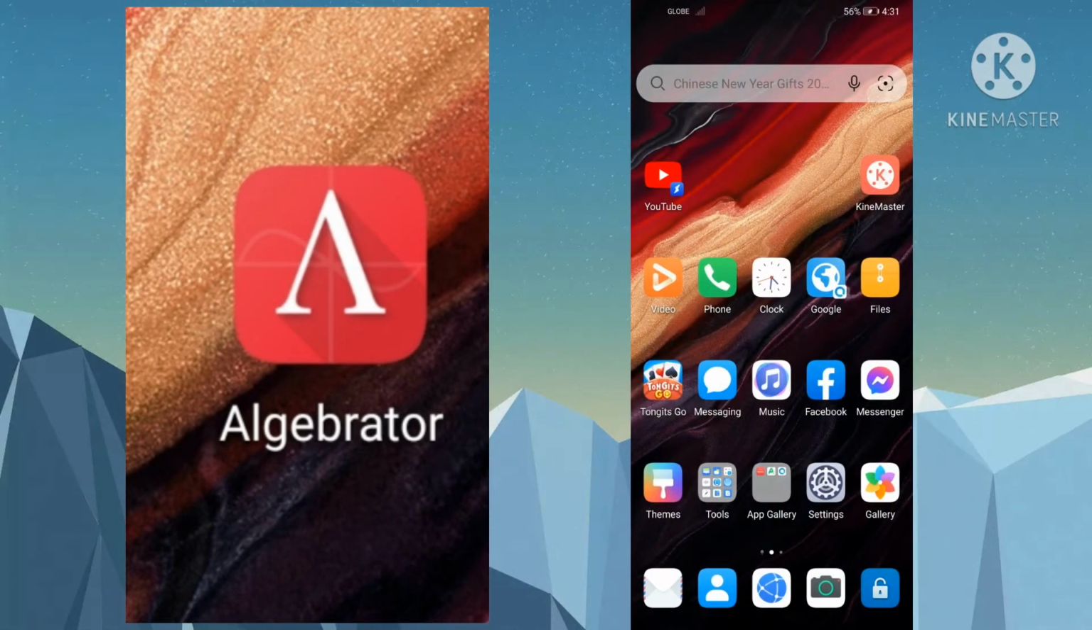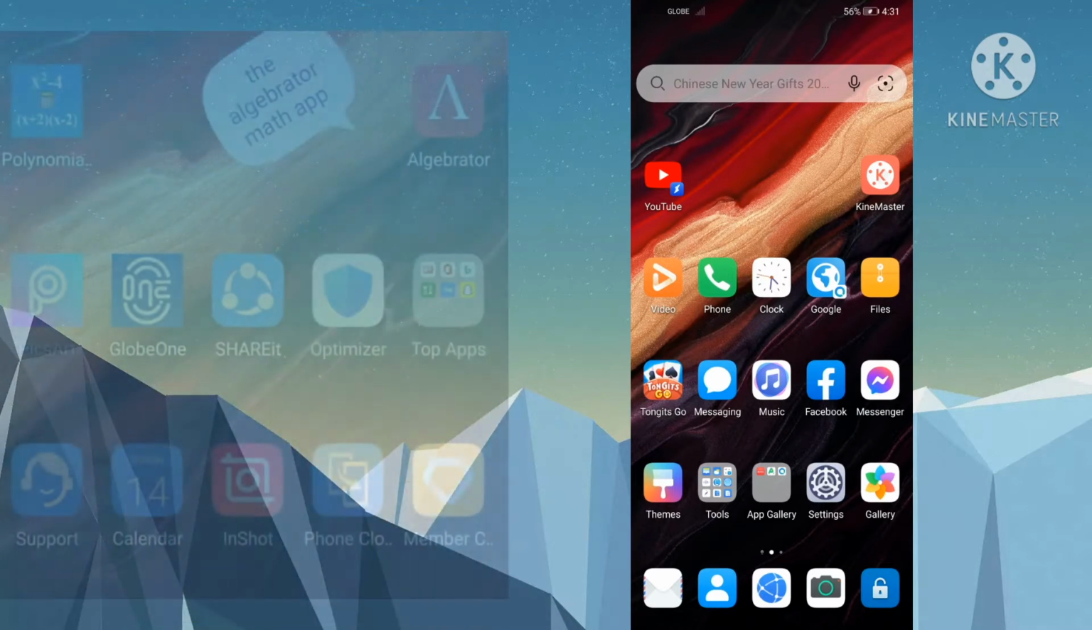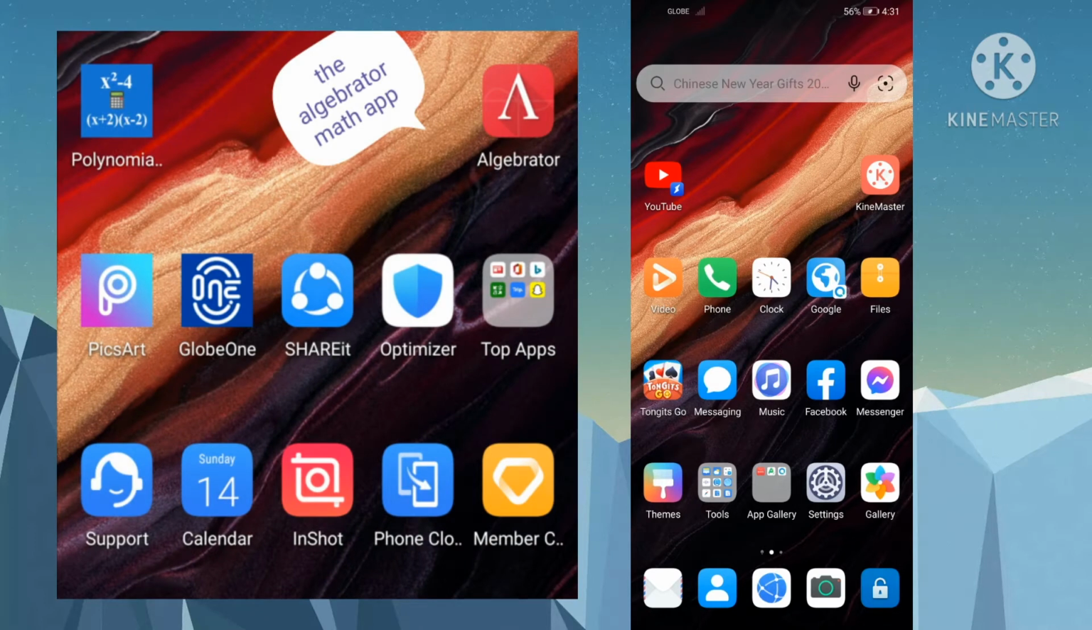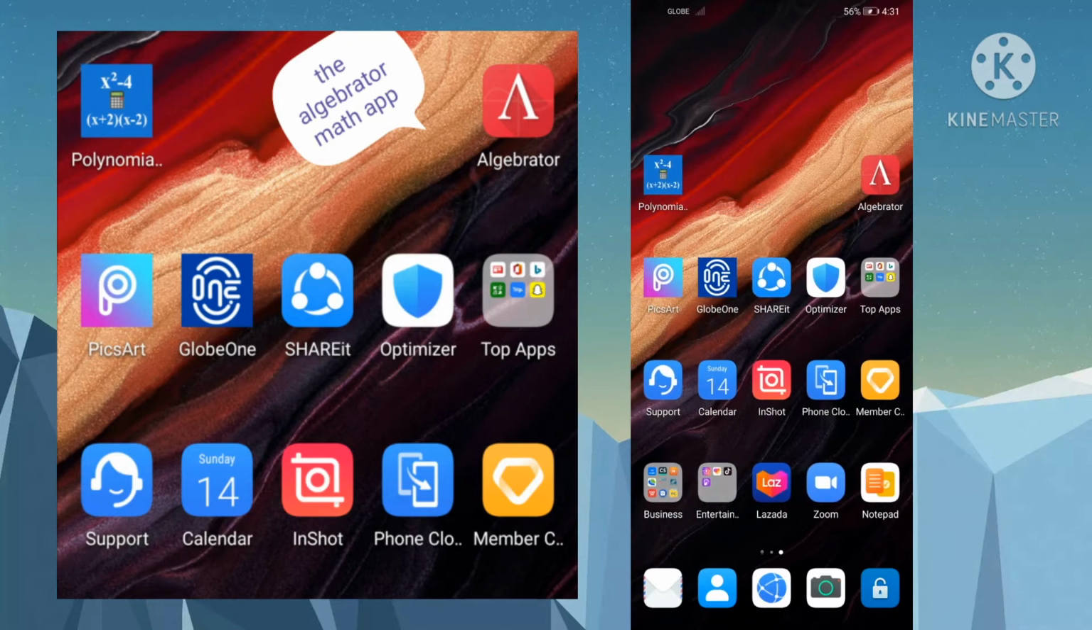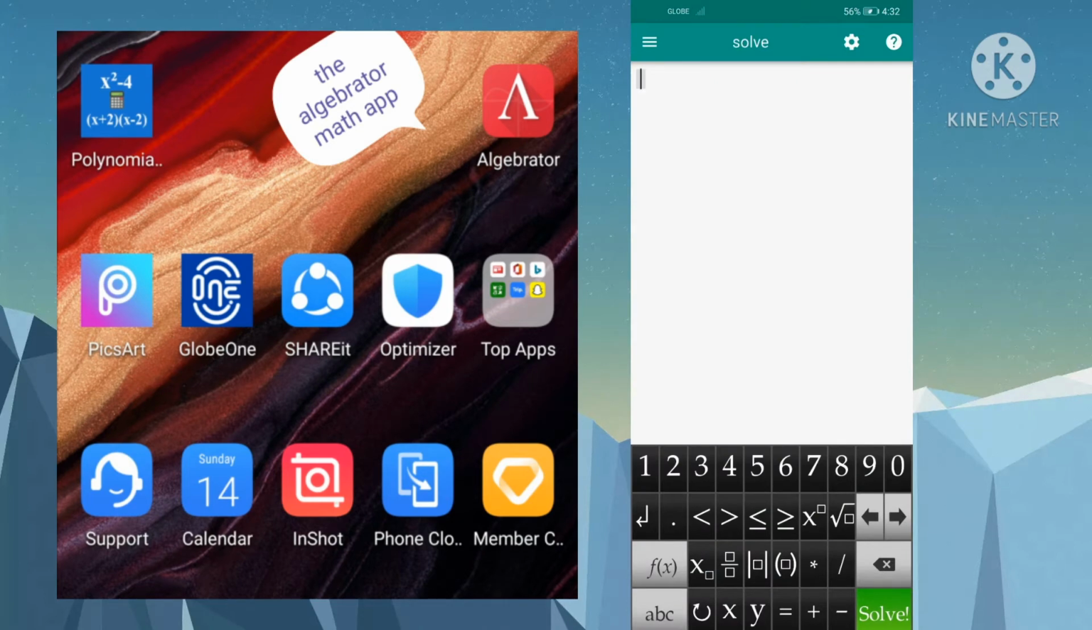Okay guys, so let us try to explore now the use of ALGEBRATOR in simplifying fractions. So naka-screen recorder na tayo. Hanapin natin yung application na ALGEBRATOR. So na-download po natin. So anyway, kung hindi nyo pa na-download yung app na yon, so punta lang kayo sa inyong App Store o Play Store. Then i-key in ang ALGEBRATOR. Then makikita nyo ito.